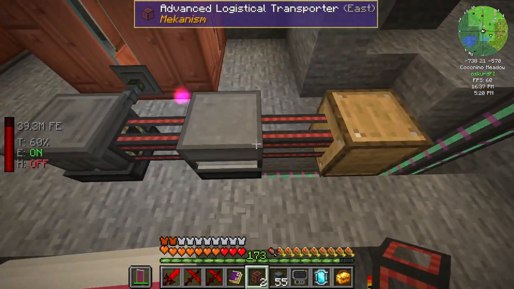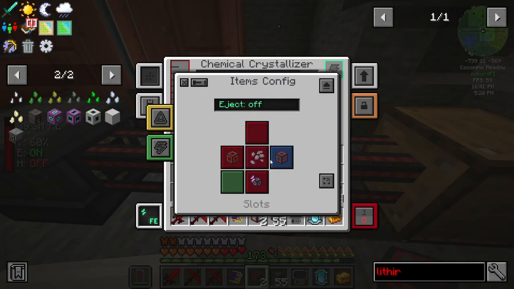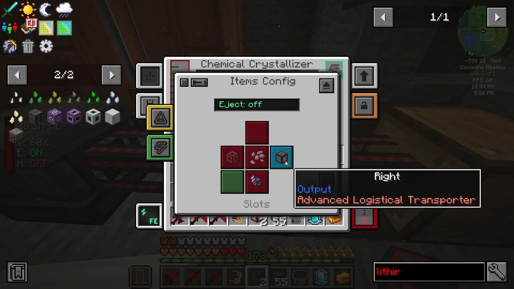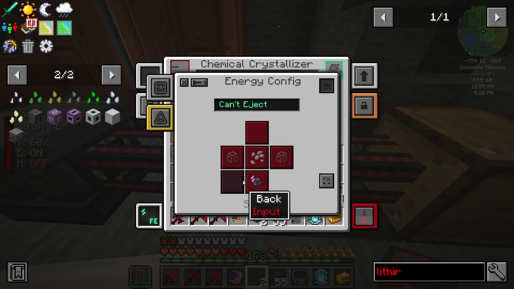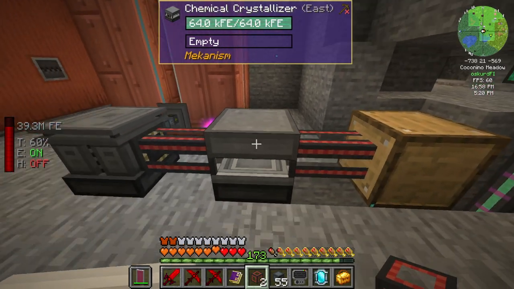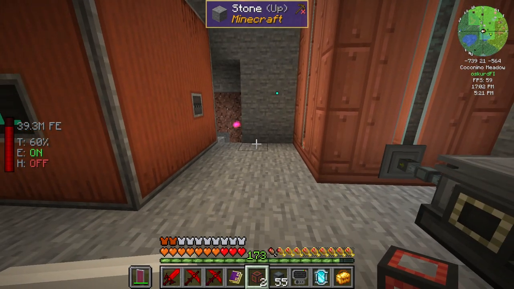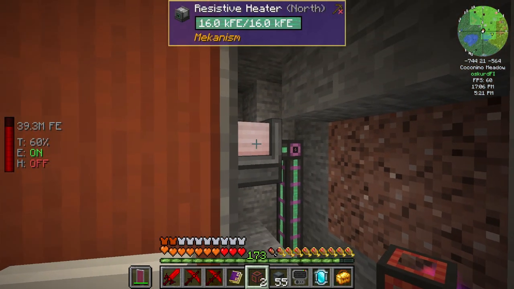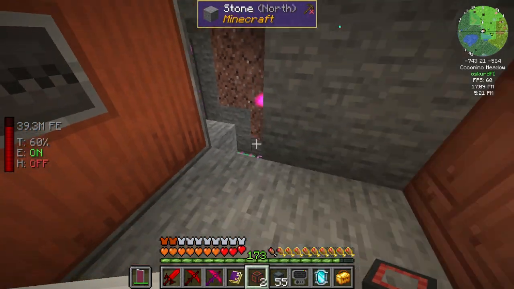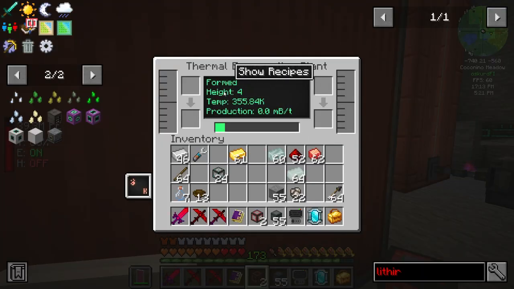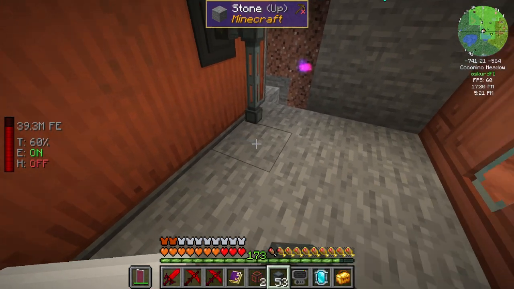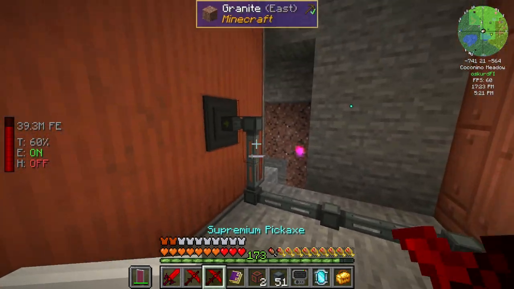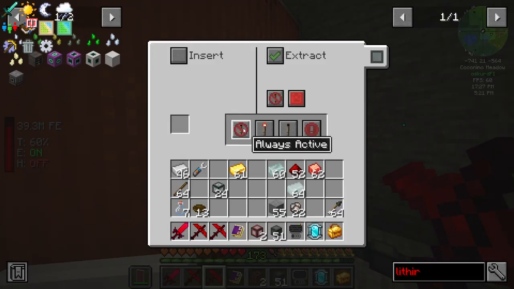And then we need this one here. So left side input, right side output. And just for the sake of my OCD, I want to turn this all off. So now that should be working. This is heating. It's red. You can see it's warm. Here we have temperature. So now we need to just pipe from here into here, and extract always on.